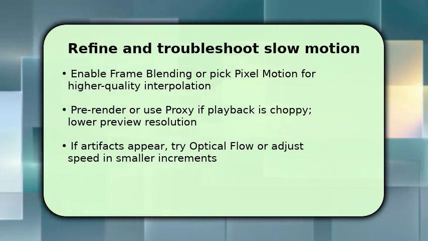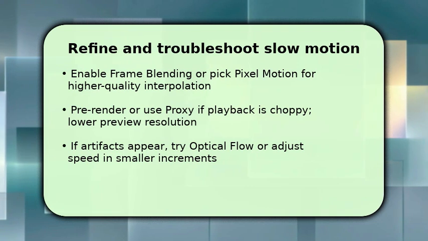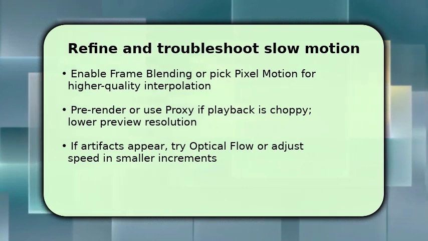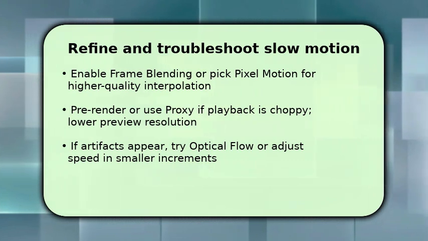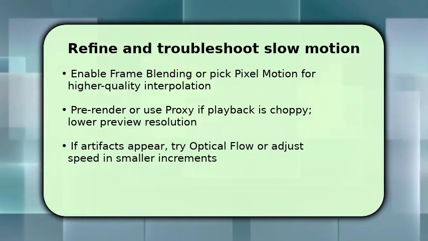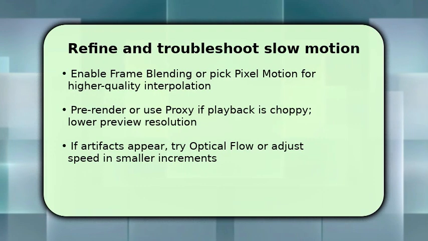If you see warping or ghosting, reduce extreme slow percentages, split the clip into smaller segments, or experiment with motion blur and smoothing in the graph editor to eliminate visible artifacts and restore natural movement.